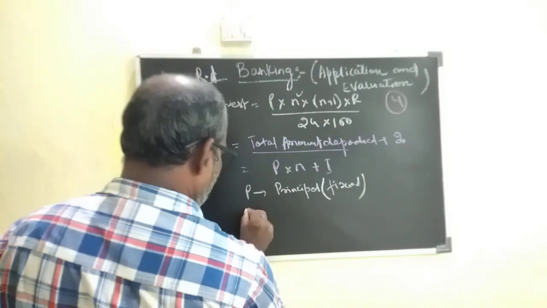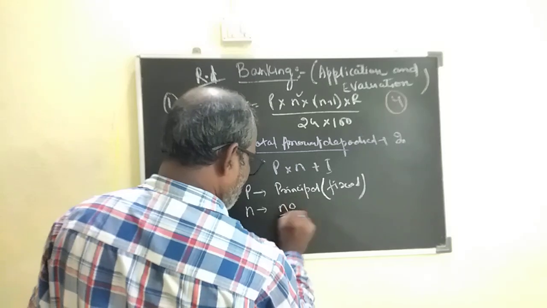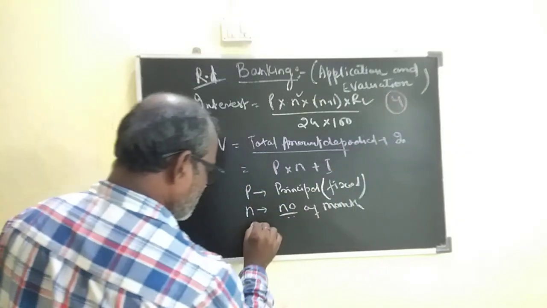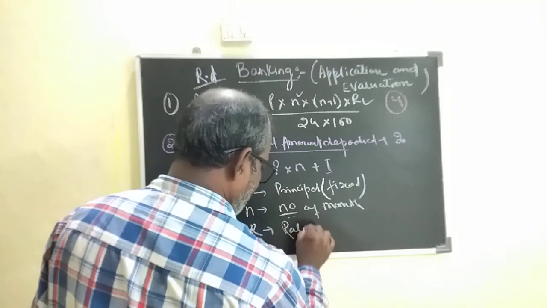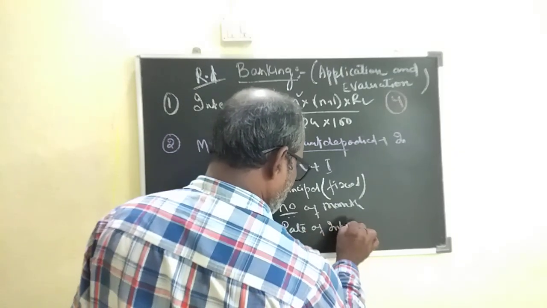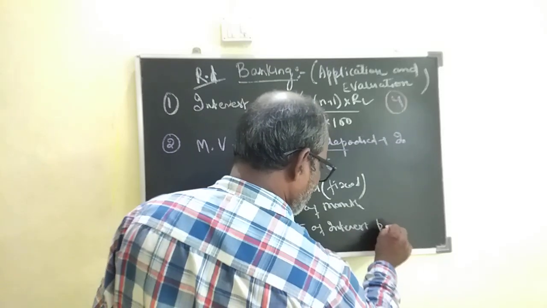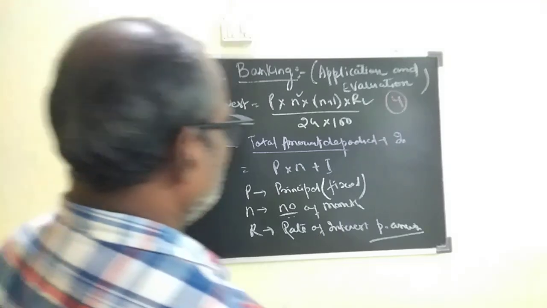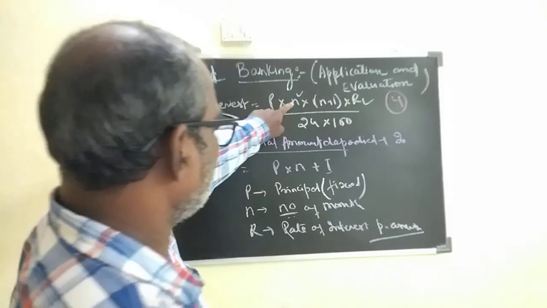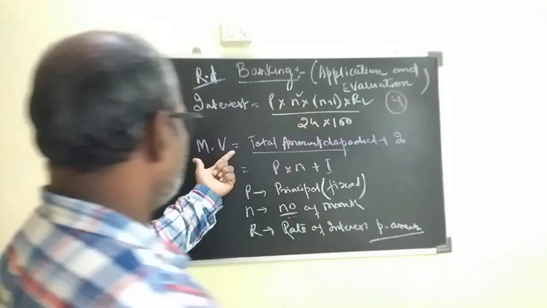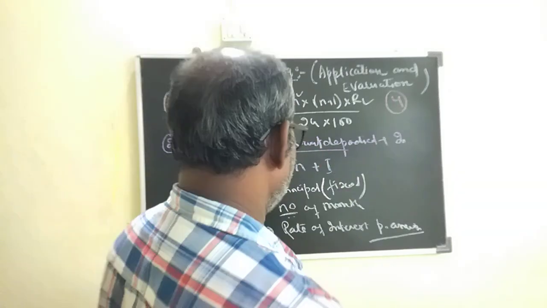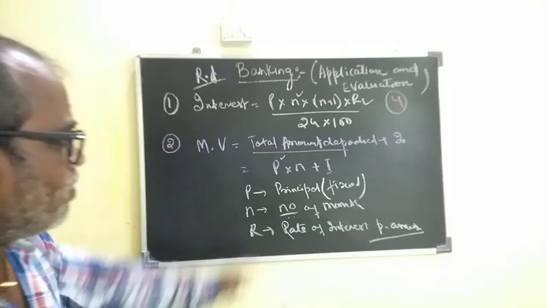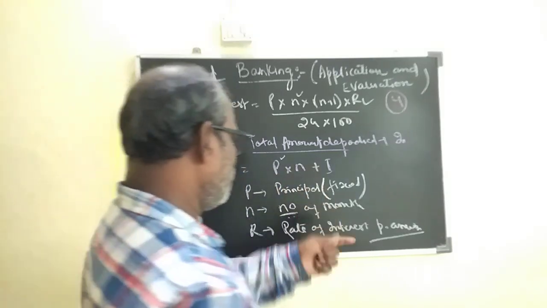Next, what is N? Here N means number of months. What is R? R is the rate of interest per annum. Here annum means per year. And maturity value is the total amount deposited plus interest. Every month we are depositing P money, so the total amount deposited will be P into the number of months.